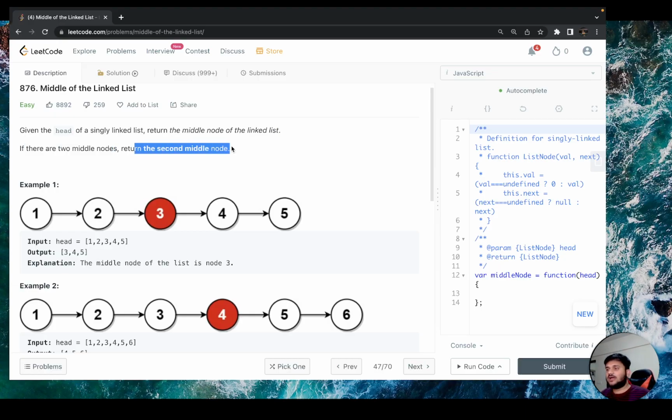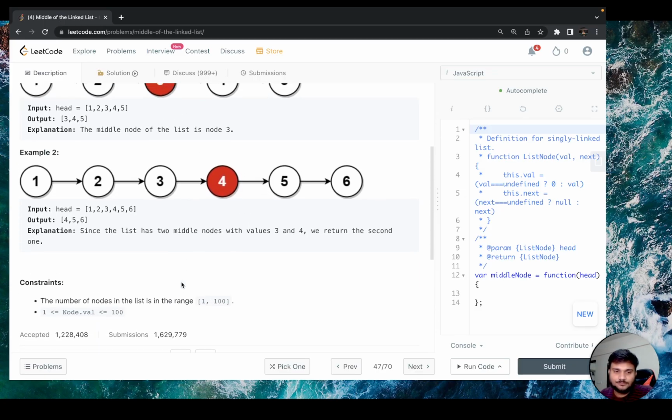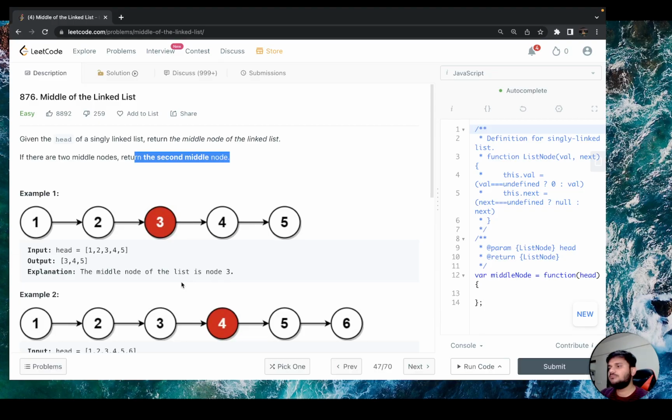Okay, so if you have two middle nodes, for example, for an even length linked list, there are two nodes which are technically at the absolute middle. You have to return the second node from it. So you can see here the answer is going to be 3, here the answer is going to be 4.